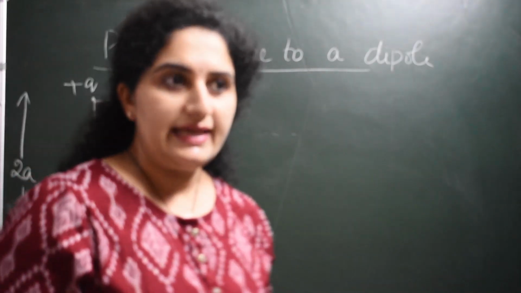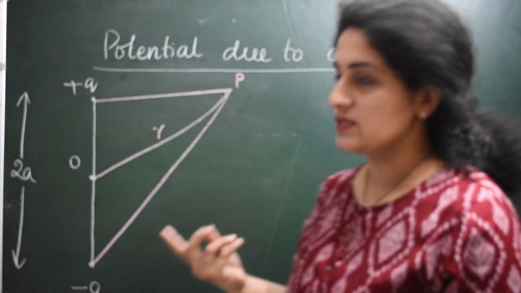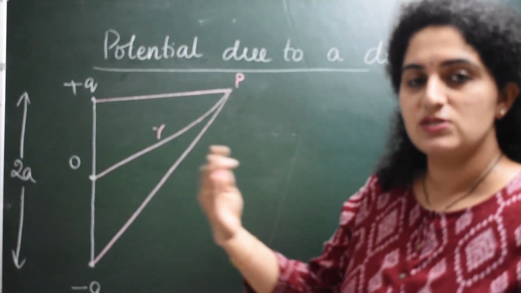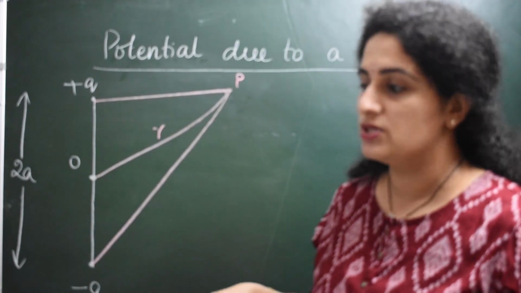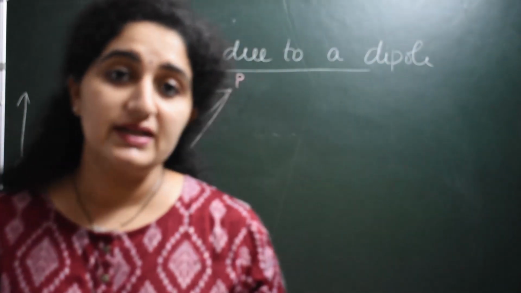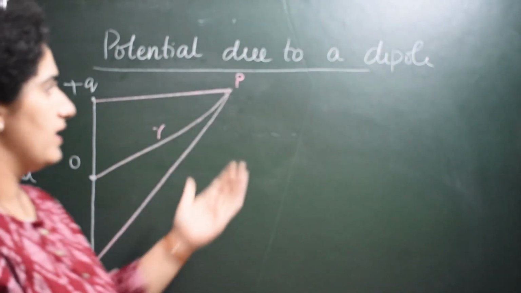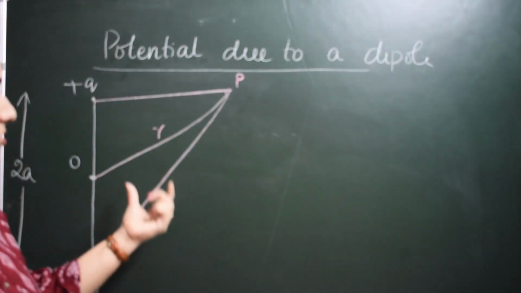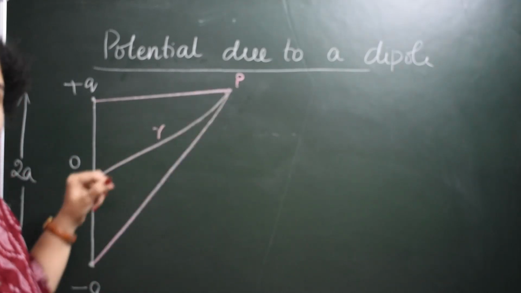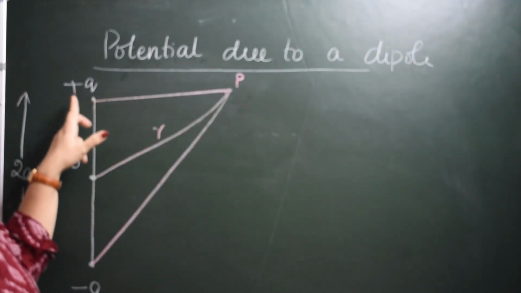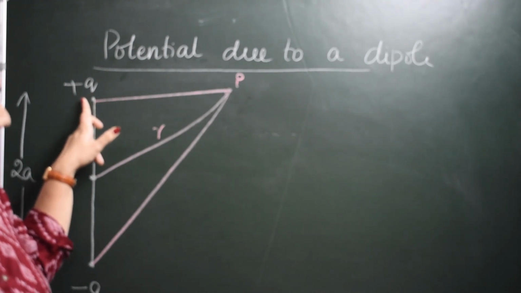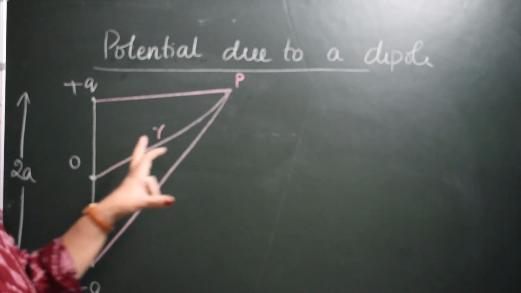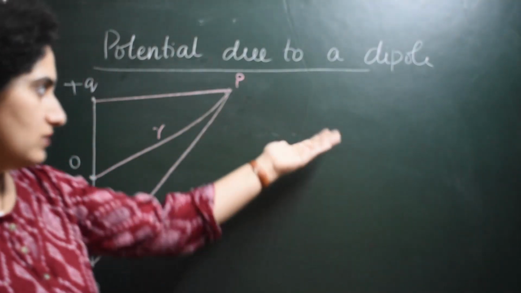Now we have seen that electric field obeys the superposition principle. In the same way, what is potential? Potential is work done per unit charge. So in the same way, this potential also obeys the superposition principle. That is why the total potential due to a dipole will be the sum of the potentials due to plus q as well as due to minus q. When we write the equation, I will write it down later.